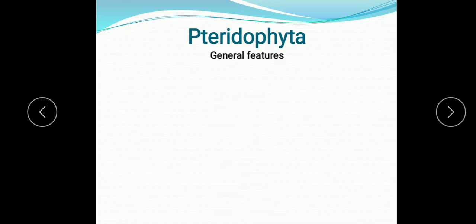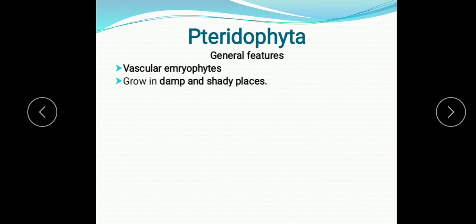Now we'll see the pteridophyta. The general features of the pteridophyta: they are vascular embryophytes. Vascular means they have xylem and phloem, and embryophytes means they produce the embryo. They grow in damp and shady places also, and as they reproduce by means of spores, they are known as the vascular cryptogams also.